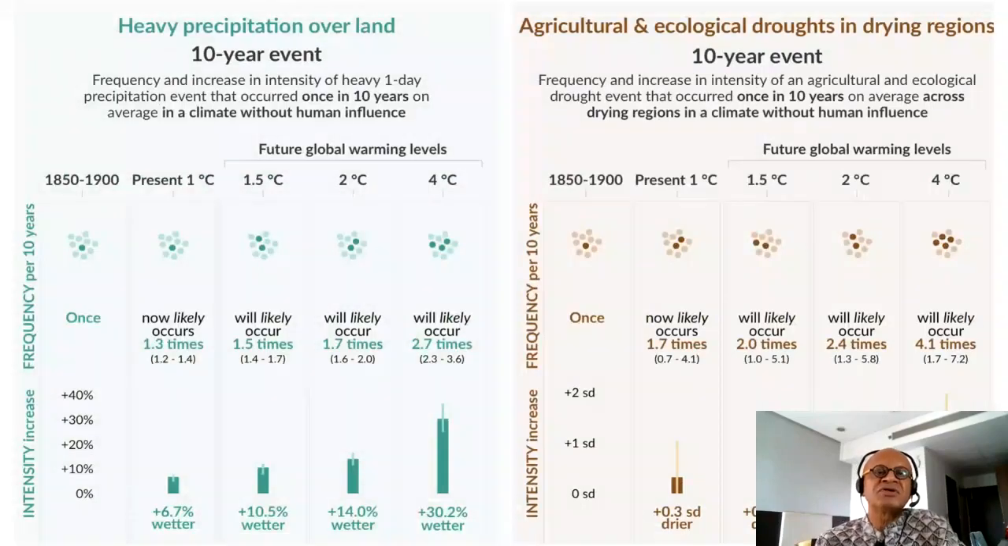So looking at extremes, heavy precipitation over land, 10-year events. This is the observed frequency, 1850 to 1900. In the present, it went probably from once in 10 years to 1.3 times. With 1.5 degrees C, it'll happen 1.5 times, with a range of 1.7 to 2.7. So the quintessential loading of the dice, where climate change or global warming will begin to make certain events more frequent.